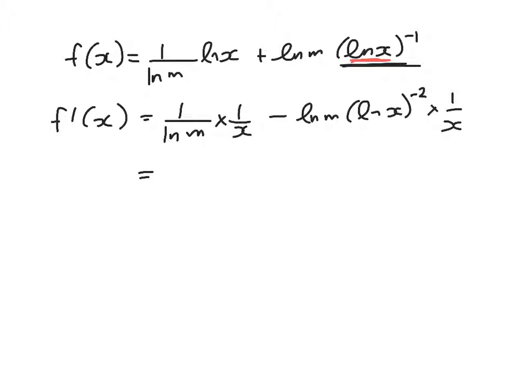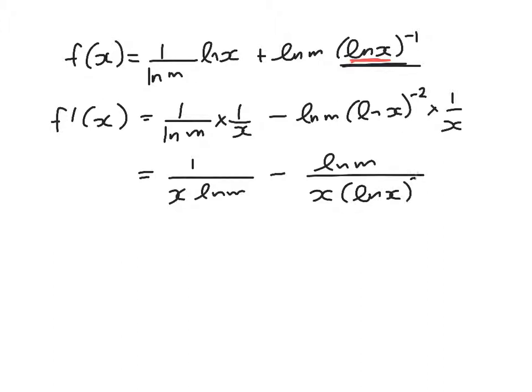Sorry about the background noise. So here we've got x log m minus log m over x log of x squared. Now, for a minimum, we need to have the first derivative is equal to 0.